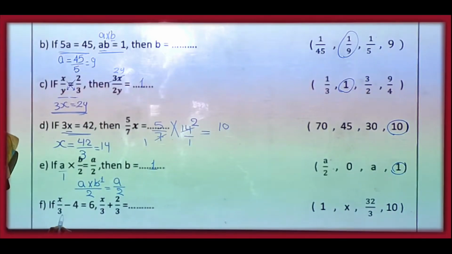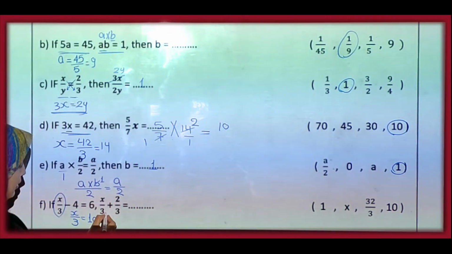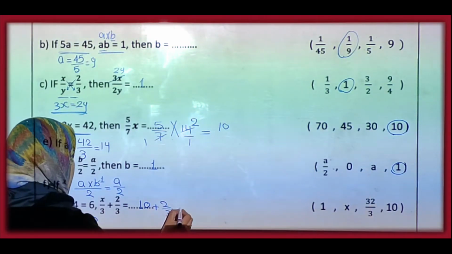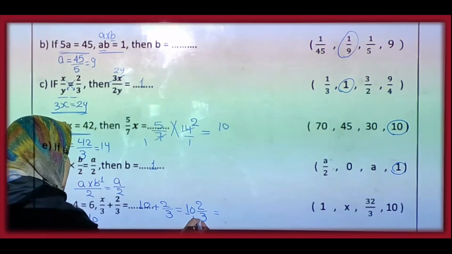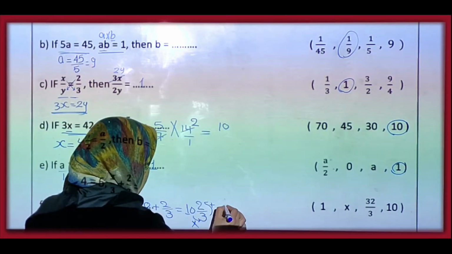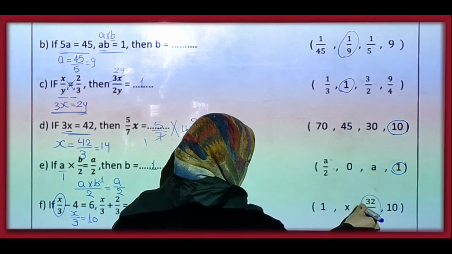If x over 3 minus 4 equals 6, find x over 3 plus 2 over 3. At first, we find x over 3 equal 10. To find x over 3 plus 2 thirds equal 10 plus 2 over 3 equal mixed form 10 and 2 thirds. Convert into improper. 10 multiply 3 30 plus 2 32 with the same denominator equal 32 over 3.